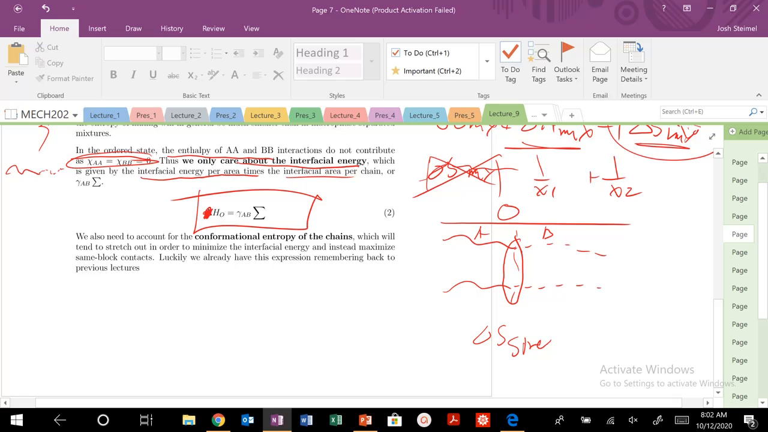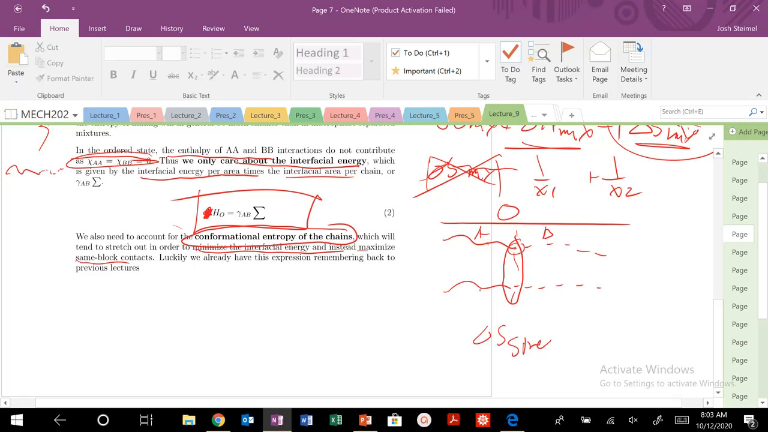So because we want to avoid those AB contacts, we need to account for the conformational entropy of our polymer chains. Those need to stretch out in order to minimize, again, that min-max principle: minimize interfacial energy, maximize conformations. And instead, we want to maximize these favorable interactions. When they stretch out, you can think of it one way or the other: we can minimize the number of AB contacts, or we can maximize the number of AA contacts here.